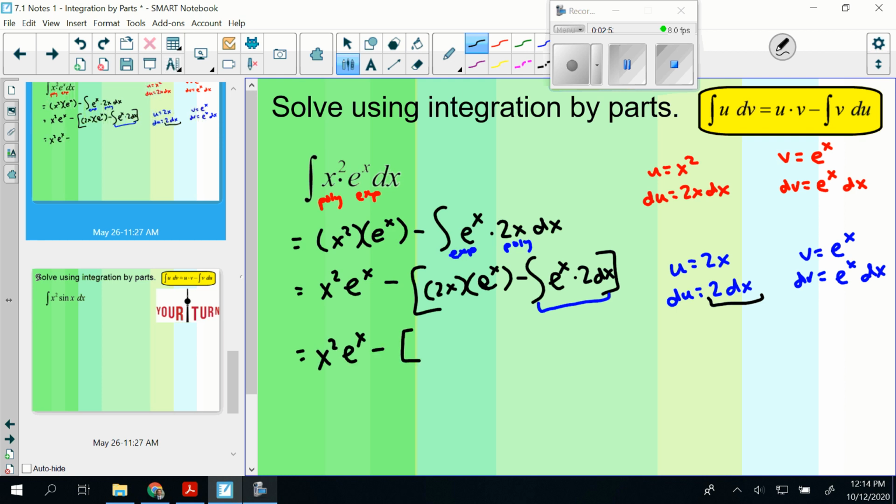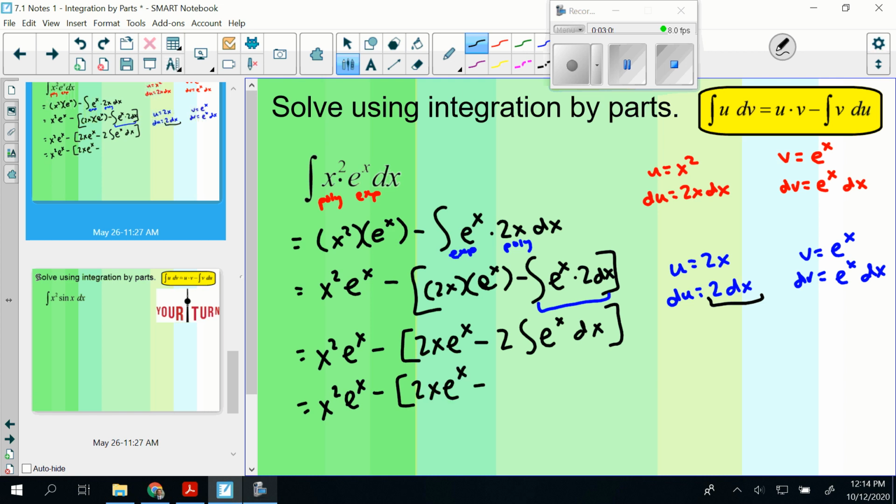We've got minus, and this would be 2x e to the x. Now I am going to pull that 2 out. So it's just the integral of e to the x dx. That one we know, that's just e to the x. So now we get this plus c. So what do we have to do? Is that our answer? Are we finished?